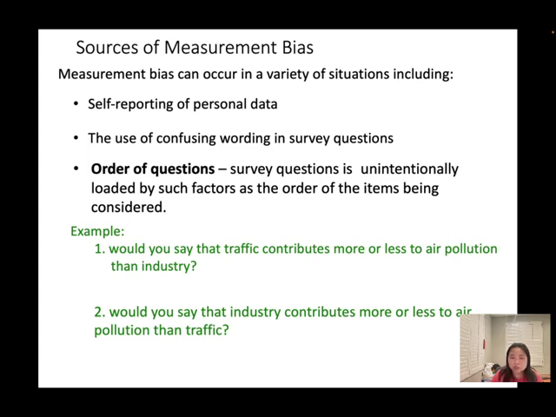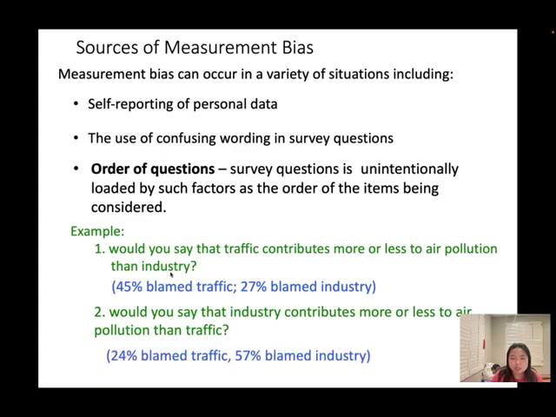But if we put it on the survey, 45% is going to blame traffic, 27% is going to blame industry. Second one, 24% blame traffic, and then 57% blame industry. It is because of the order of the questions. Most of the time, when the people look at the traffic first, they're going to blame the traffic. In the second question, when the people look at the industry first, they're going to blame the industry more. So instead of putting the questions in order, you may separate them into 2 parts. One is specific for traffic, one is specific for industry.